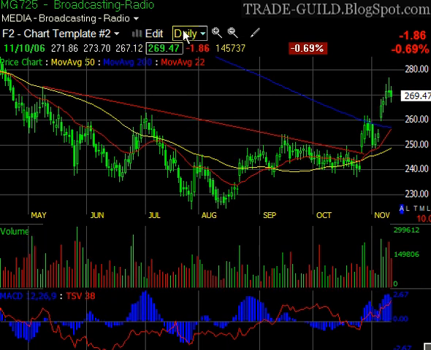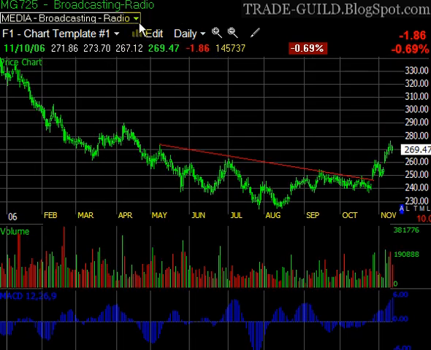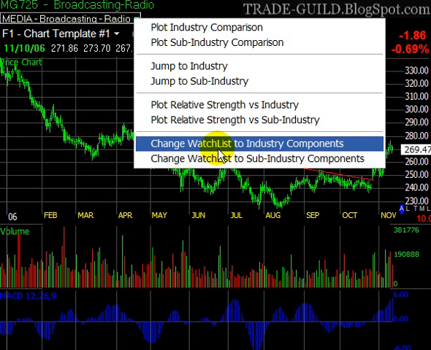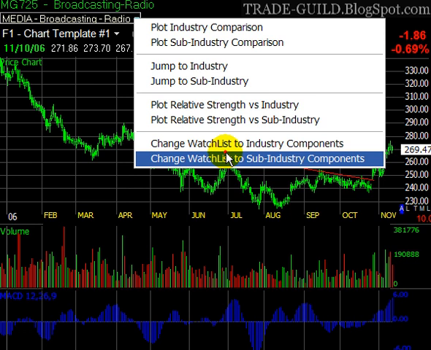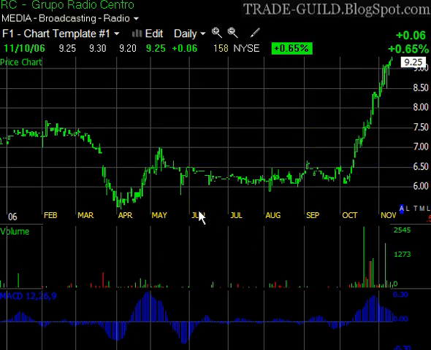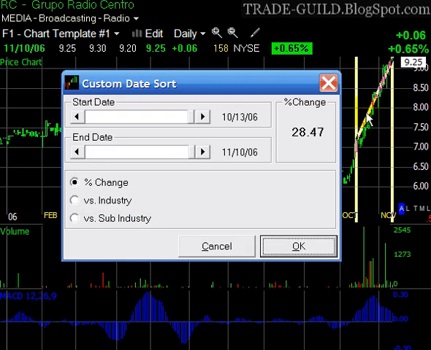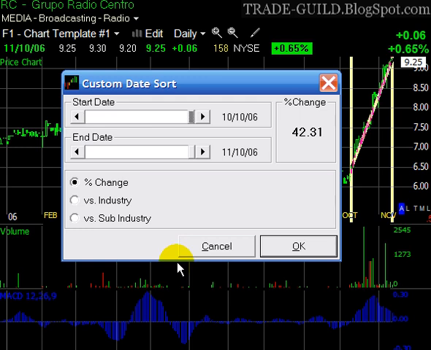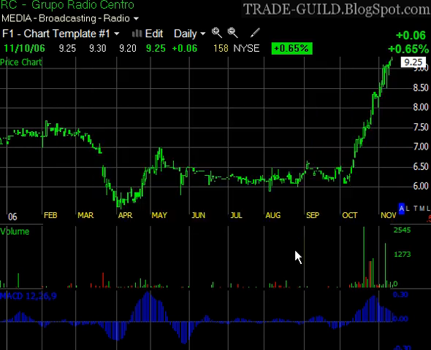So now we're going to look for a laggard within this industry. What we're going to do is change the watch list to the sub-industry components. I'm not going to recalculate yet. And basically now I'm going to run another scan, okay? Same time period, and let me just fine tune that, the 10th to the 10th. This time though, I'm going to see what the percentage change was versus the sub-industry, okay?